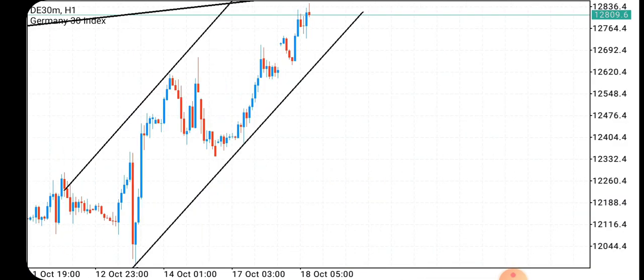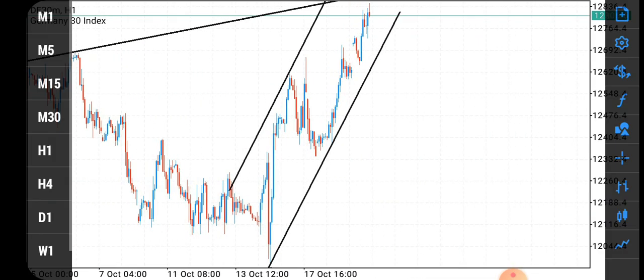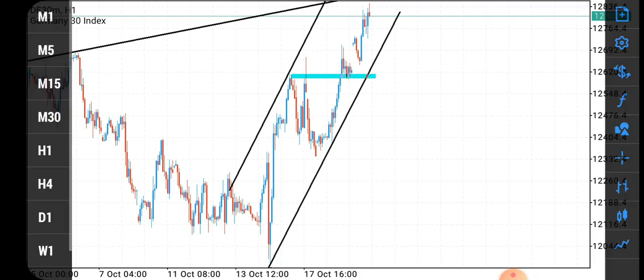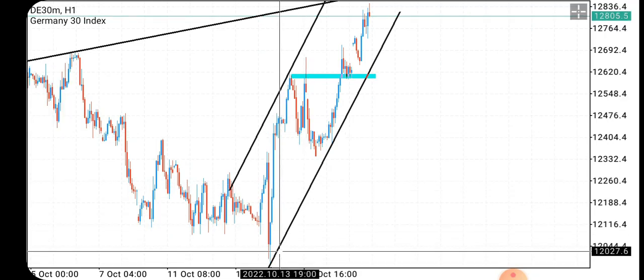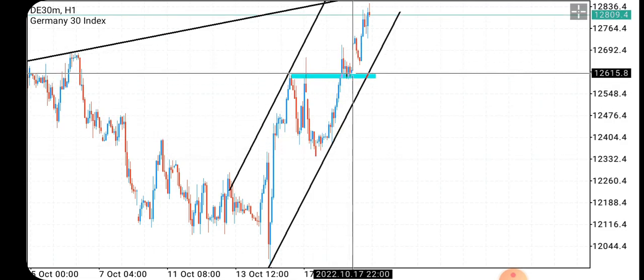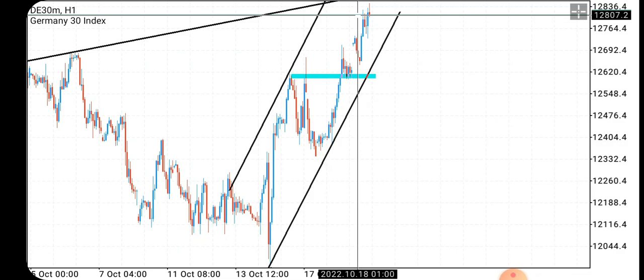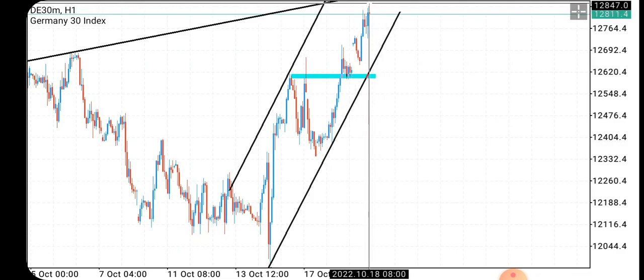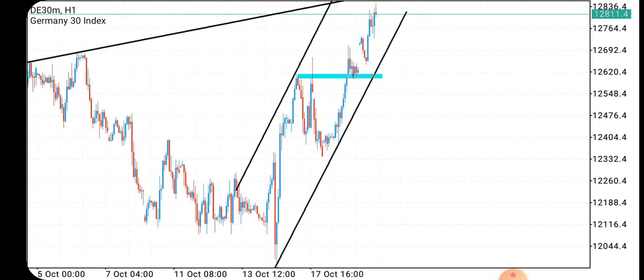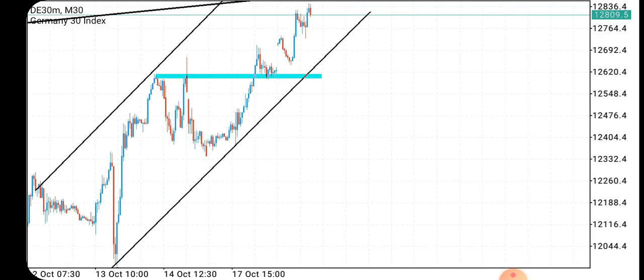Let's go to our 1 hour time frame again. Right here we can see that the market has been making a series of higher highs and higher lows. We broke this structure over here and came back for a retest, and now we've created a new higher high over there. Okay, so now let's go into our 30 minutes chart and look for possible entries.